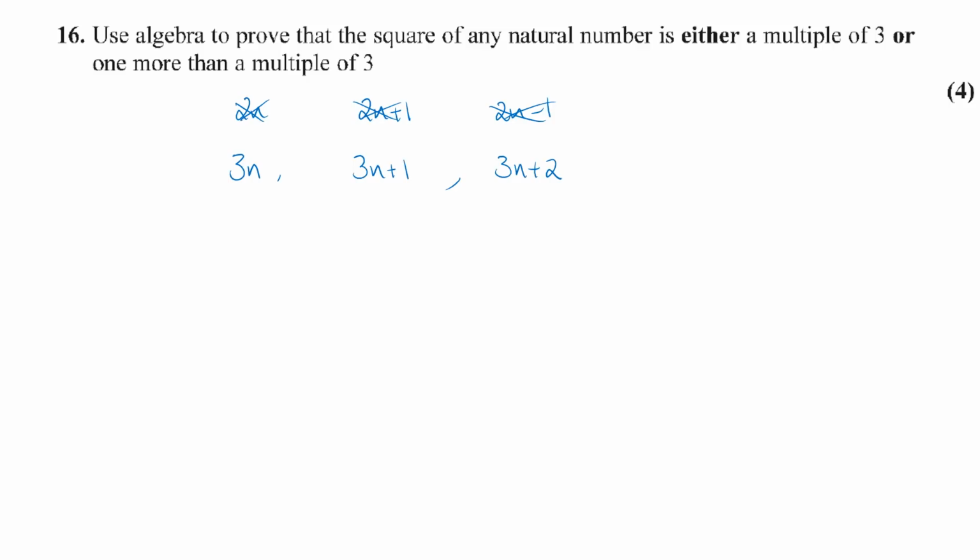So we need to be squaring these. So 3n all squared is just going to be 9n squared, which is 3 times 3n squared. So this is a multiple of 3.